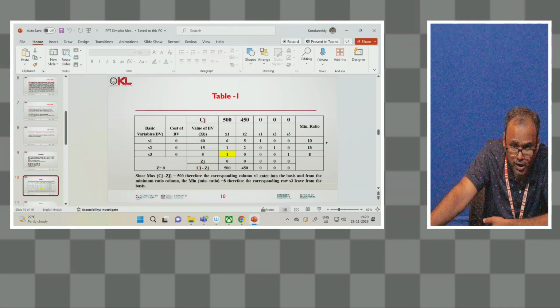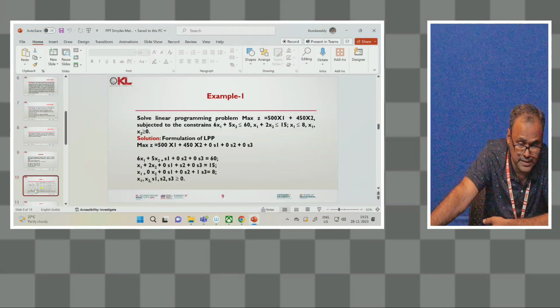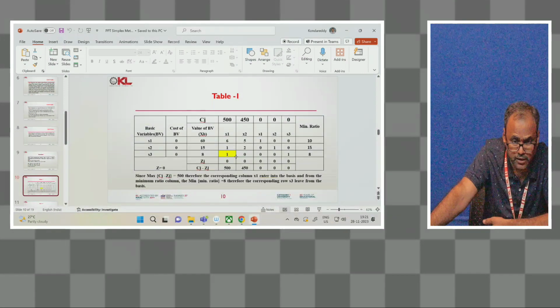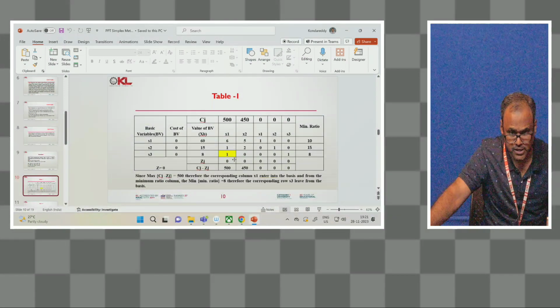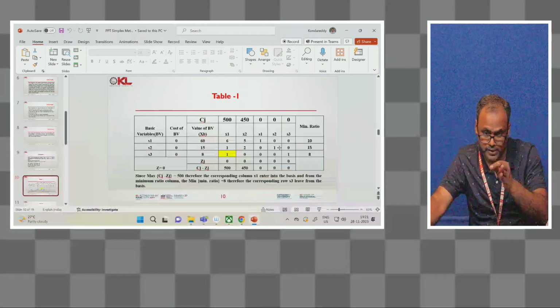Then the body of the table represents the coefficients of the decision variables: 6, 5, 1, 0, 0 and 60. So 6, 5, 1, 0, 0 like this. Here we have completed the table. Now the question is, to proceed further, which variable is to be included and which is to be excluded?